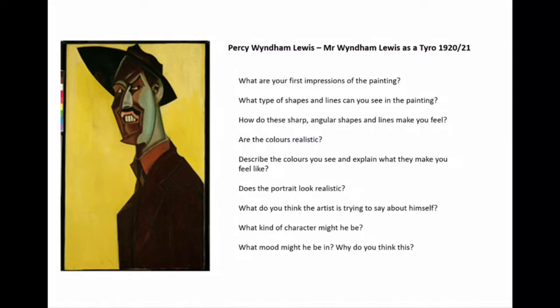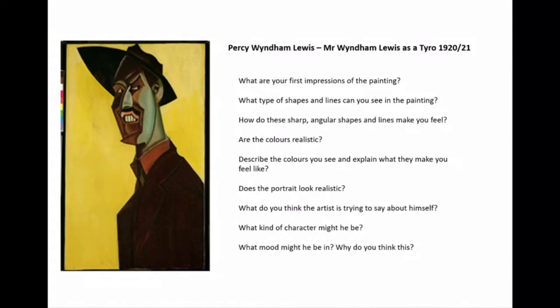It's by an artist called Percy Wyndham Lewis, and it's a self-portrait. That means the artist has painted it of himself. He painted this one about 100 years ago, so it's a lot more modern than the last one. Percy Wyndham Lewis was involved with a group of artists who developed an abstract style of painting.